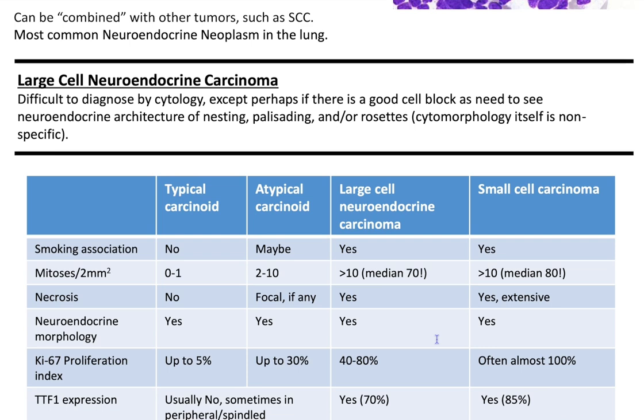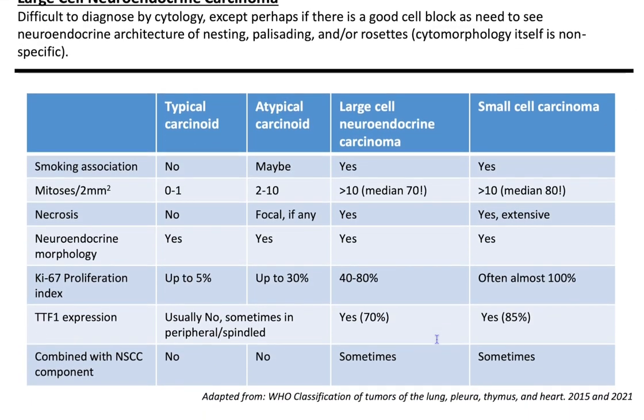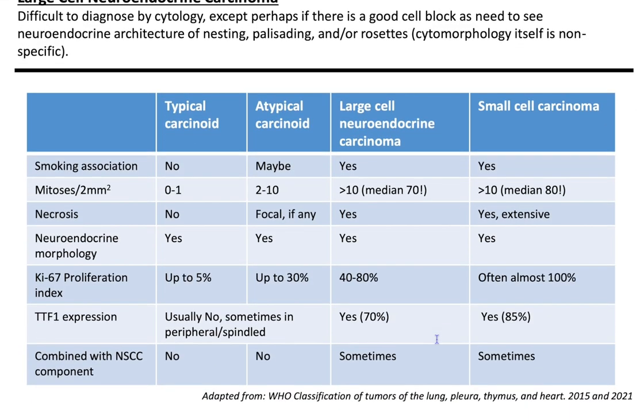It's thicker. And here's a great table Dr. Schaberg provides in talking about the different characteristics of your typical carcinoid and atypical carcinoid, which are rare, large cell neuroendocrine carcinoma, which is relatively rare, and your small cell carcinoma, which is your most frequent neuroendocrine neoplasm you'll encounter.